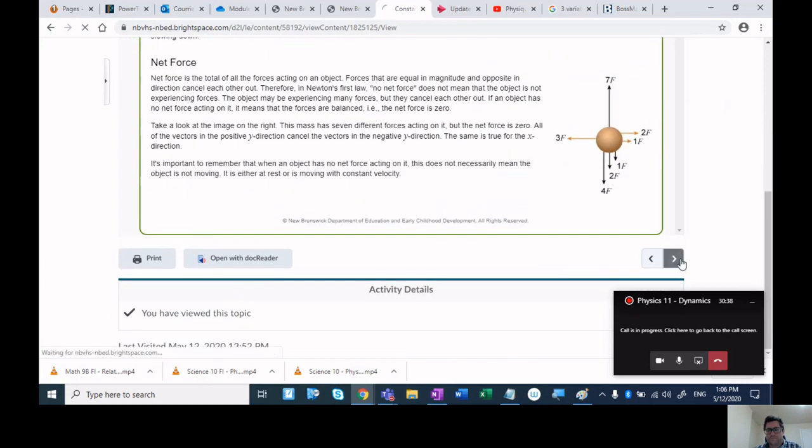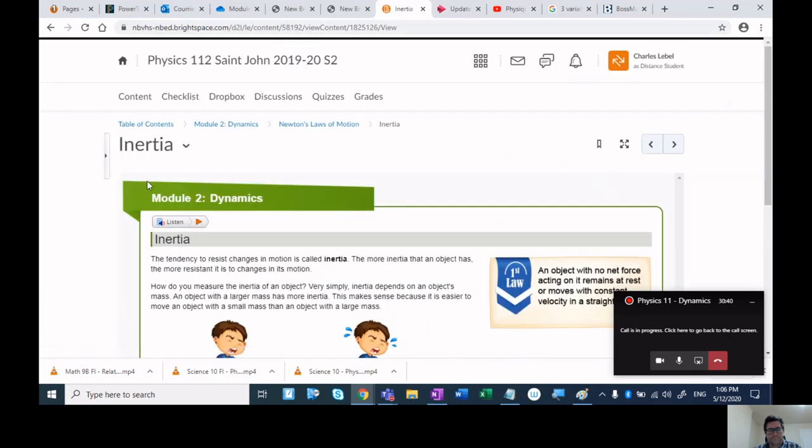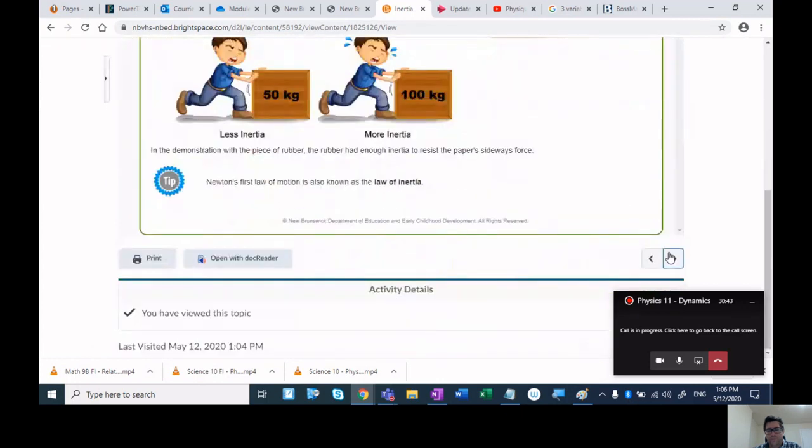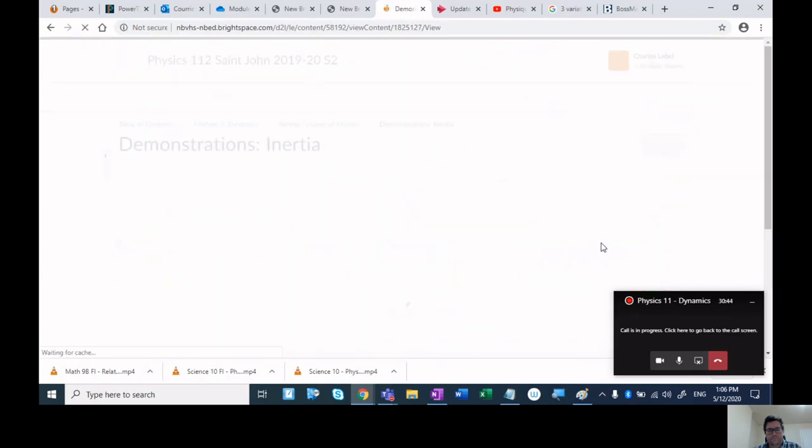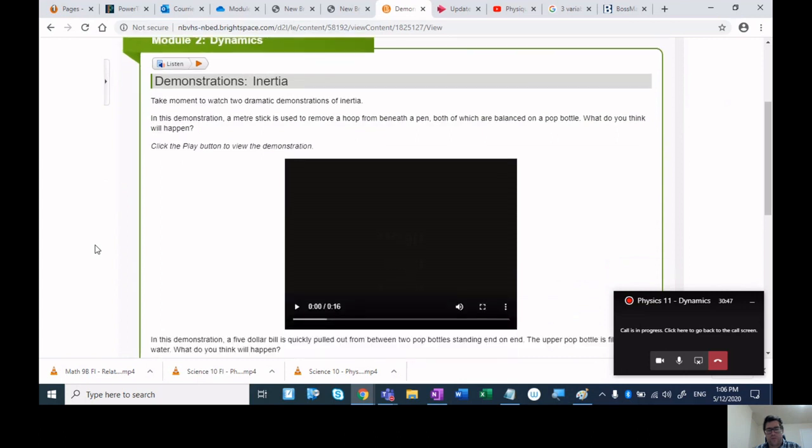Next. Next. So bigger object, more massive object, more inertia required, or it has more inertia.